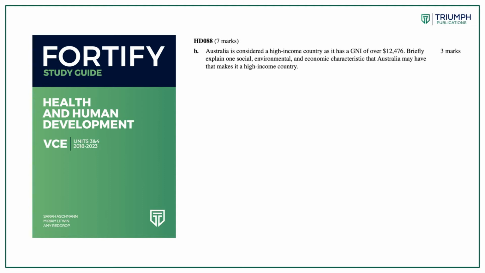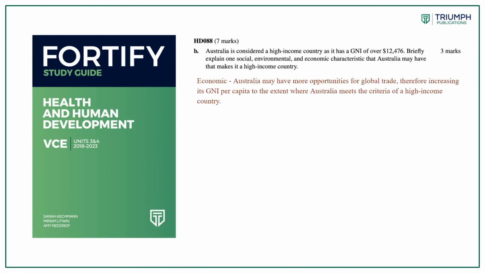So the first thing you do when approaching this question is you're going to highlight the action word, briefly explain. Then you're also going to highlight one social, environmental, and economic characteristic, because that's what's going to get you those 3 marks. Then you're going to quickly highlight high-income country to make sure that you're focusing on characteristics that you know apply to a high-income country.